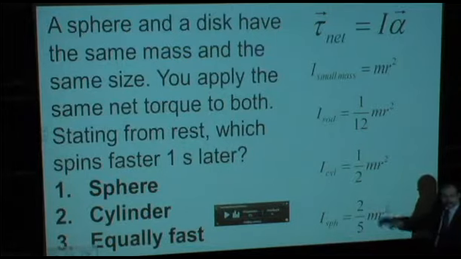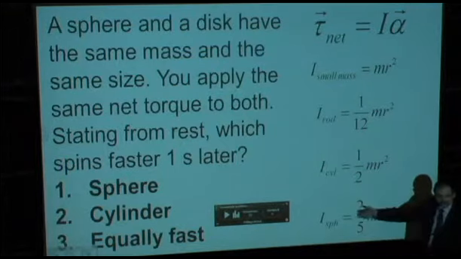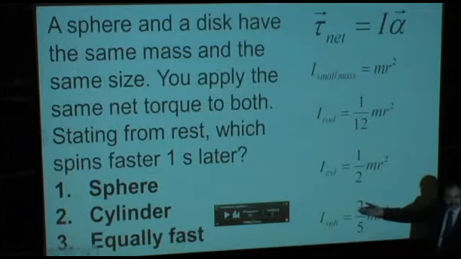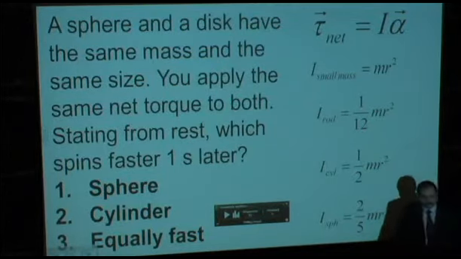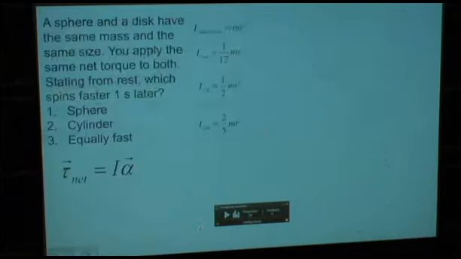Which number is larger, 1/2 or 2/5? Well, 1/2 is 5/10, 2/5 is 4/10. So more inertia, less inertia. The object with less inertia wins the race because it's easier for that object to speed up.